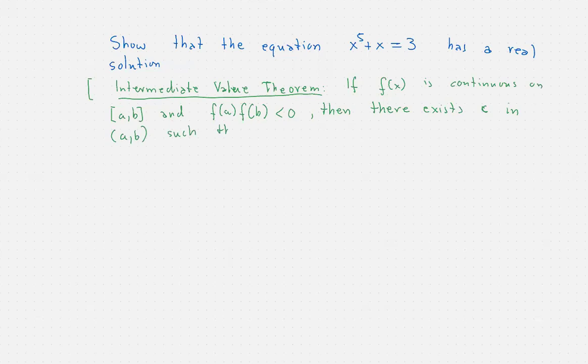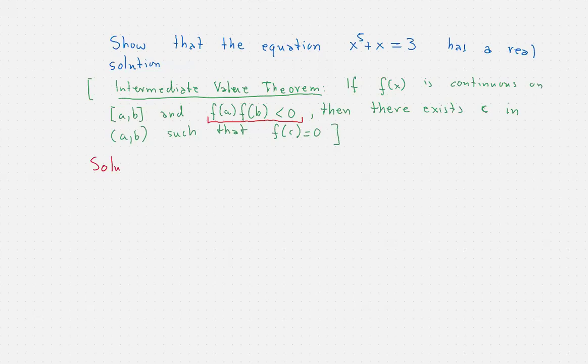And here we should make the remark that this condition is just a fancy way to say that we can find a negative output and a positive output. So we can find two outputs that have the opposite sign. If we can do that for a continuous function, then we can be sure that the function has an output equal to 0 somewhere in between.